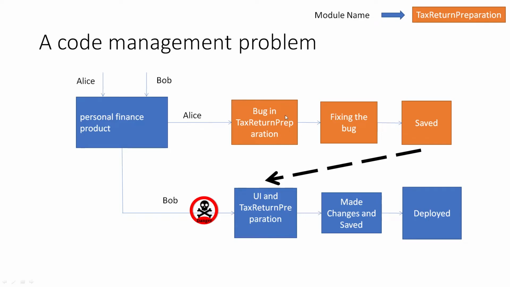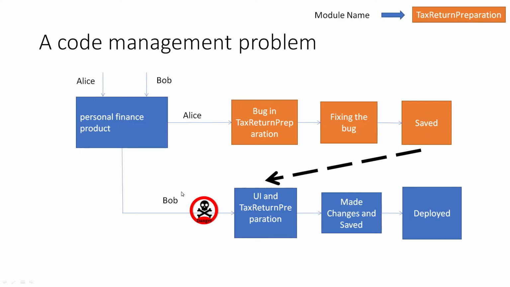Alice is fixing the bug and saving it. But Bob is integrating it with the UI, making the changes, saving it, and deploying it. When Alice is saving, meanwhile Bob is deploying it. Now Bob deployed the buggy module. But what happened though? Alice has fixed the bug and saved it here.